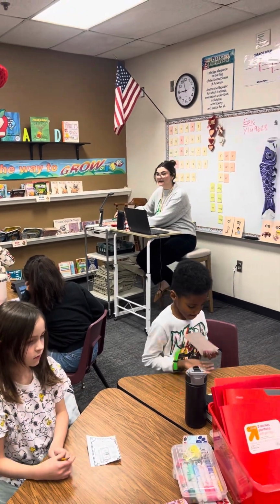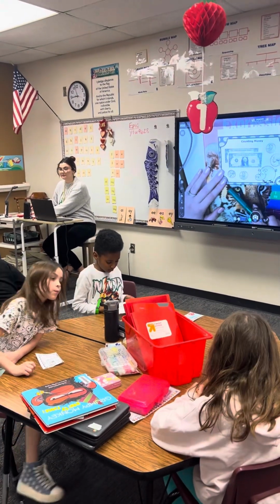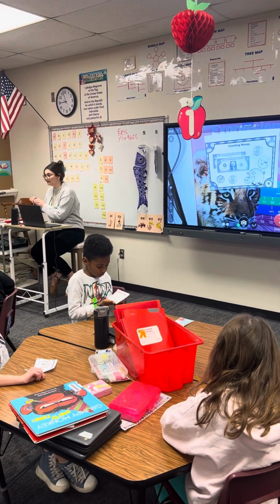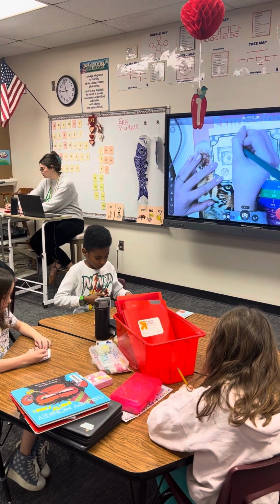Dollars we have and the amount of the coins that we have to find a total amount of our money. So who can tell me how many dollars we have? Nate? We have $2. So I'm just gonna write $2 here.